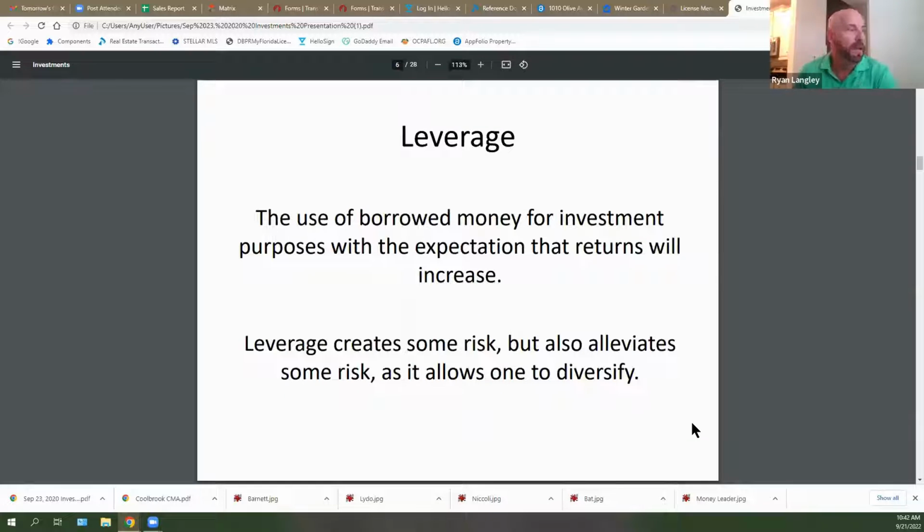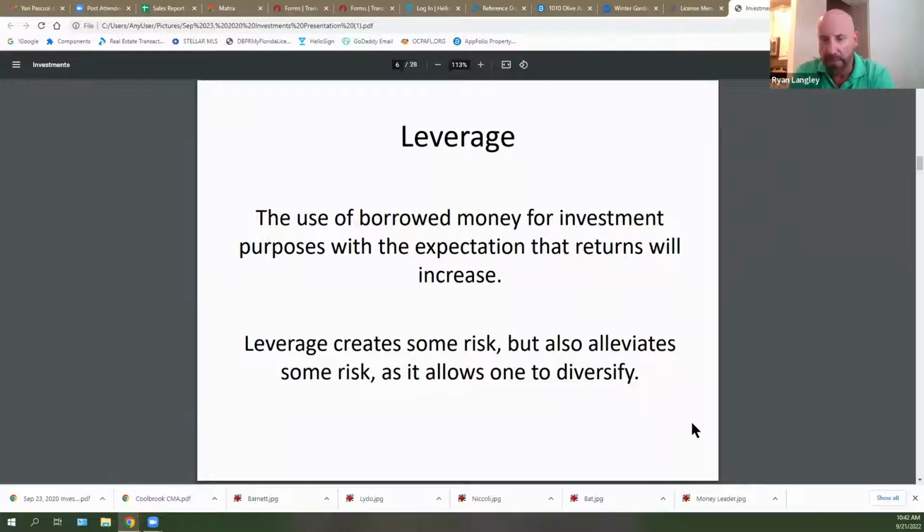Leverage. So you guys know leverage. Somebody comes to you and they have $100,000. That doesn't mean they can only buy a $100,000 property, right? They can buy several $100,000 properties or one big property worth more because they can leverage. It's the use of borrowed money for investment purposes with the expectation that returns will increase.